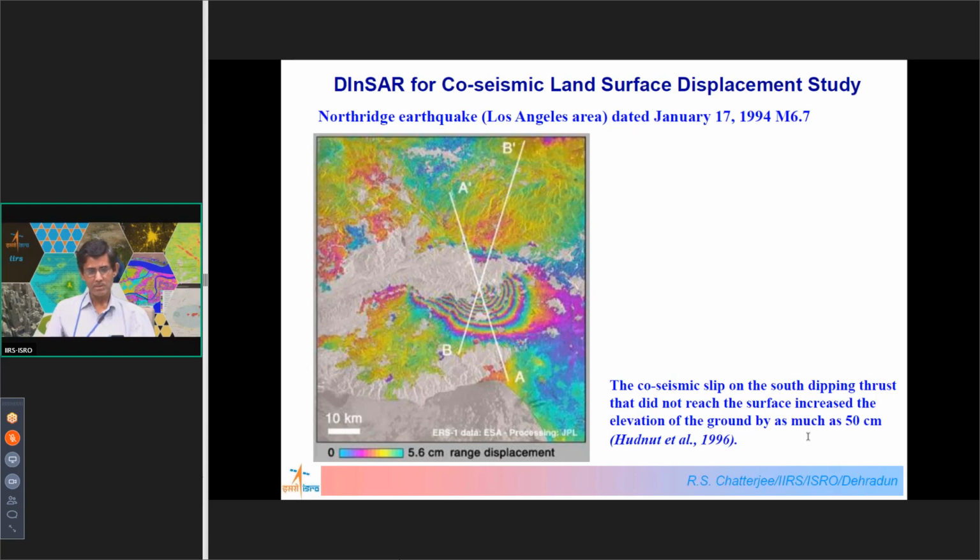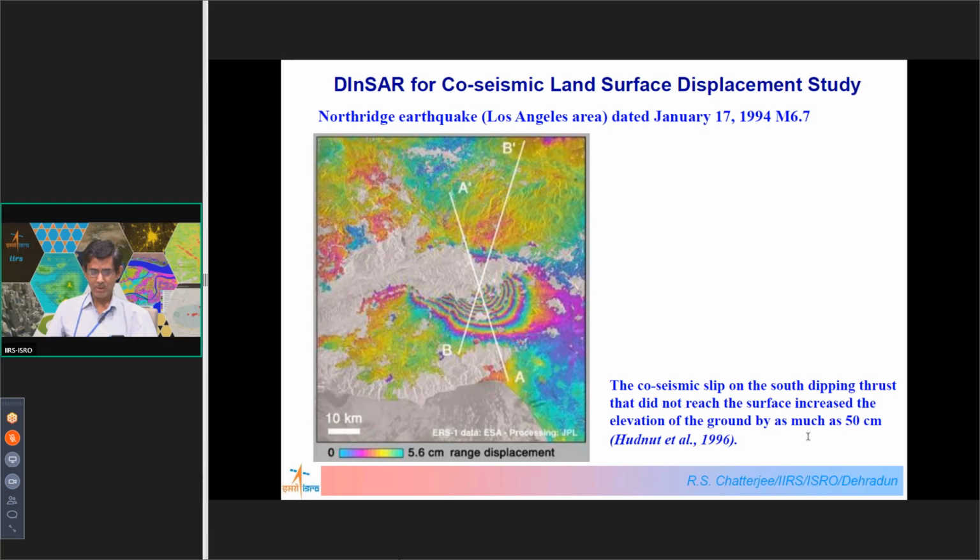And in this example, you can see the Northridge earthquake. In this case, you see a number of phase cycles. From these phase cycles, basically the southern block, it is a thrust fault. Okay, the thrust fault is occurring to the north of the fringes. This is the co-seismic slip on the south dipping thrust. So this thrust plane is dipping towards south, and the southern block is riding over the thrust plane towards north.